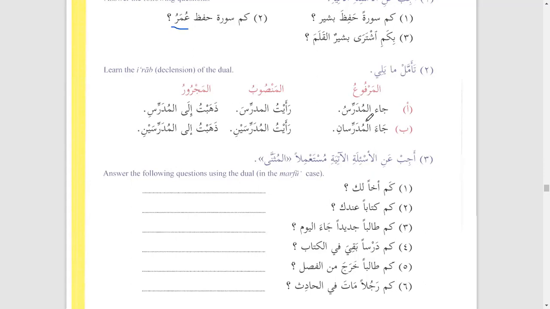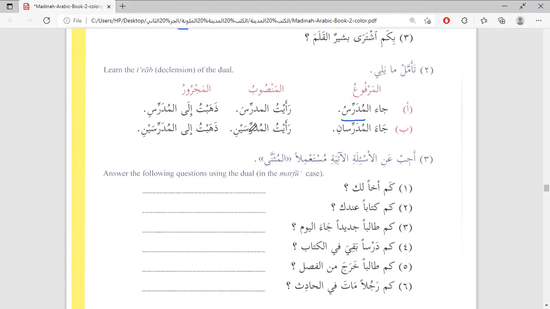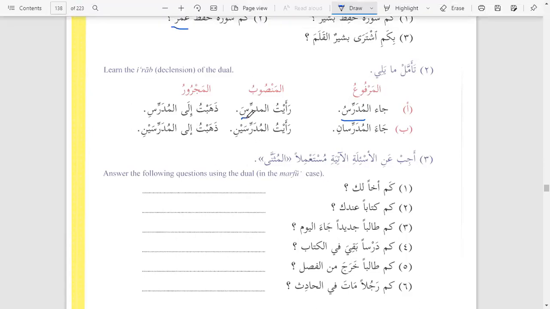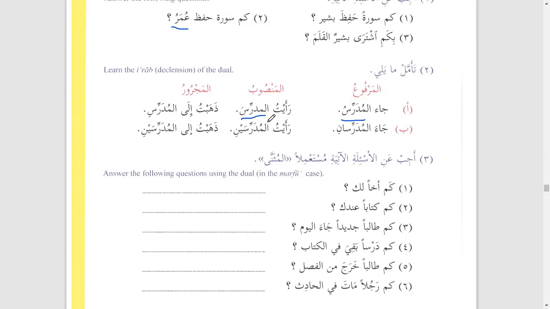Okay. So ja al-mudarrisu, the teacher came. Ra'aytu al-mudarrisa, I saw the teacher, and dhahabtu ila al-mudarrisi, I went to the teacher. Here al-mudarrisu is marfu'. Why is that? Because he's a fa'il. So that's why it is ja al-mudarrisu. Here it is al-mudarrisa. It is mansub. Why? It's maf'ul bihi.